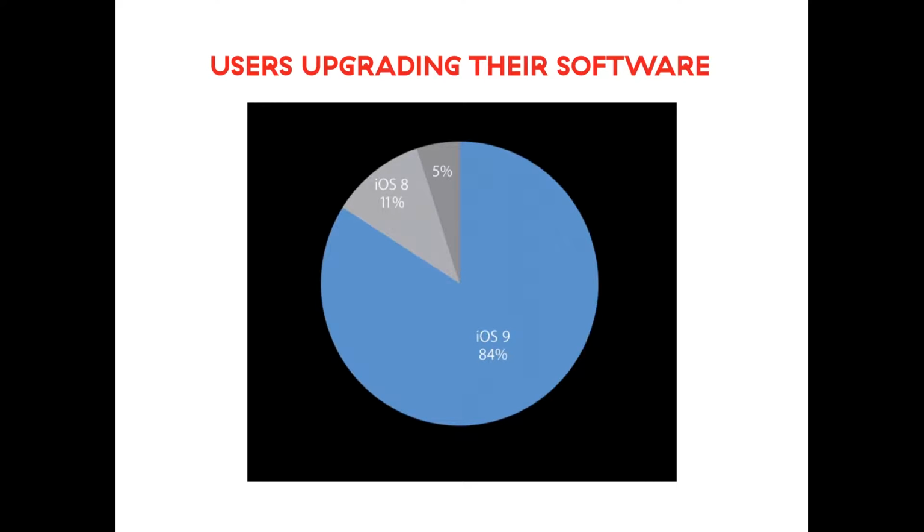Users upgrading their software. This is also one of the nice things: if you generally look at the iOS platform, most of the users will have the latest version of the OS. This is a good thing because usually all the vulnerabilities will be fixed in the latest version. So you can have a certain amount of security that all of your users will have the latest patches and updates. If you compare it to the other platforms, the numbers are completely different. So, good thing.